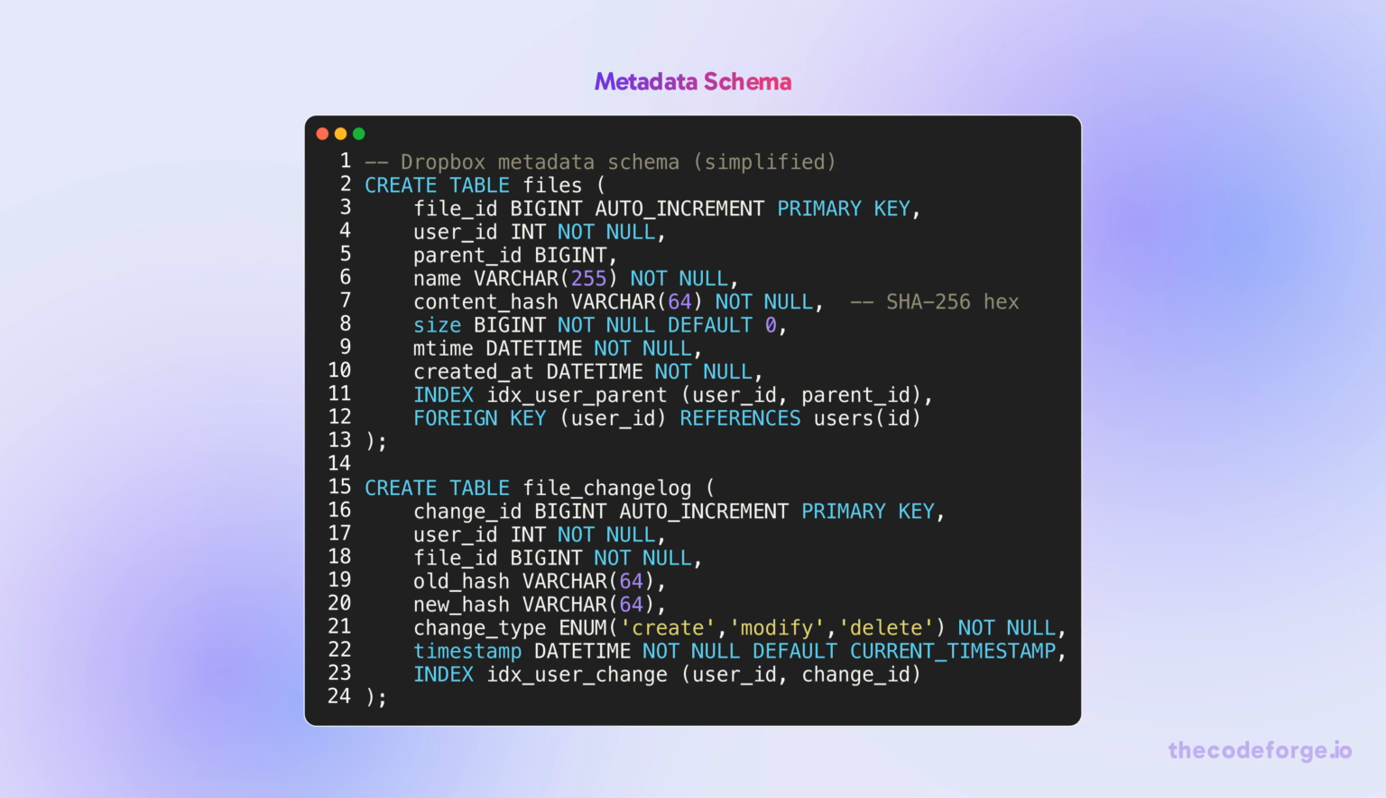Here's the simplified schema for the metadata service. The files table stores the file tree, and the file changelog table records every change for delta sync. The changelog is indexed by userid and changed for efficient polling.